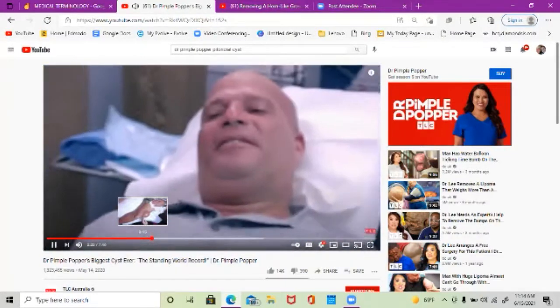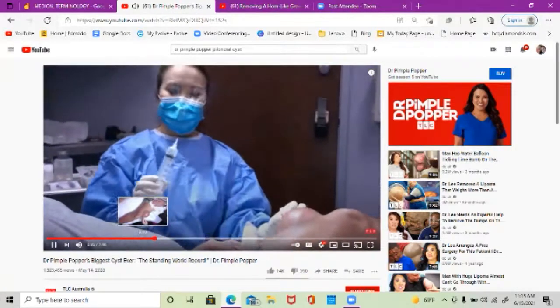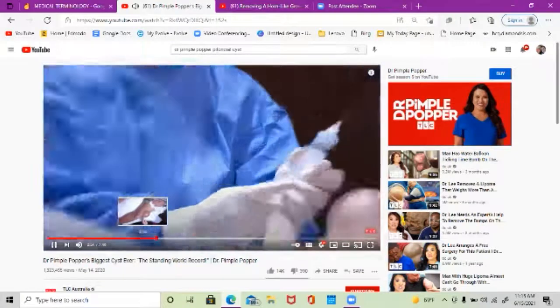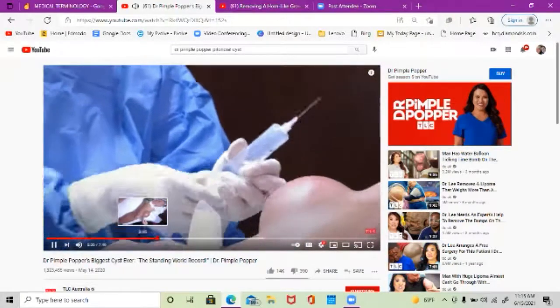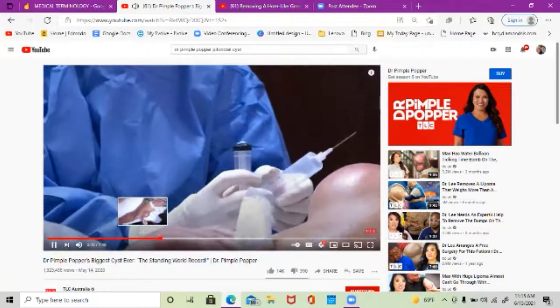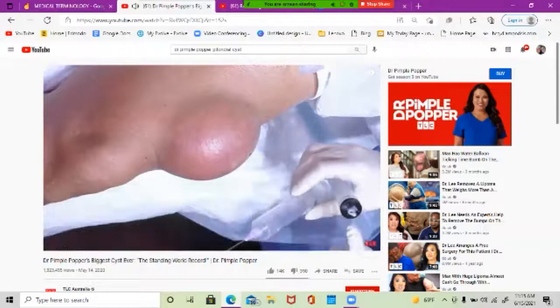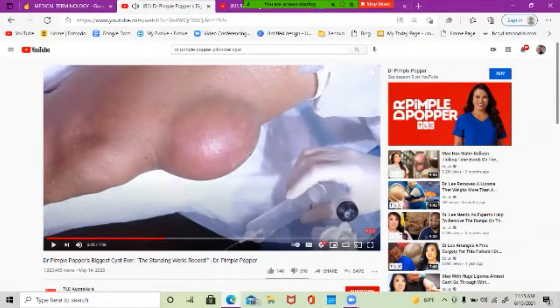Come on, something's coming out, but not a lot. See that right there? Yeah. I think that might be a cyst. It looks like cyst fragments.